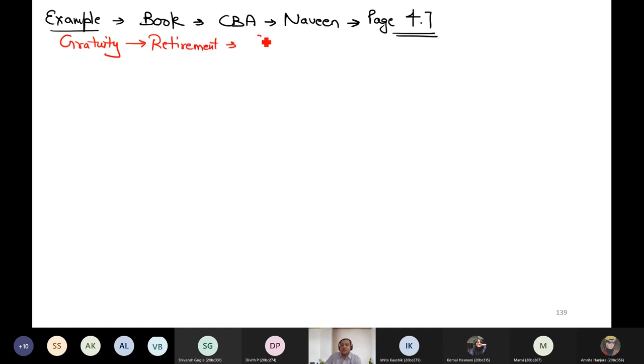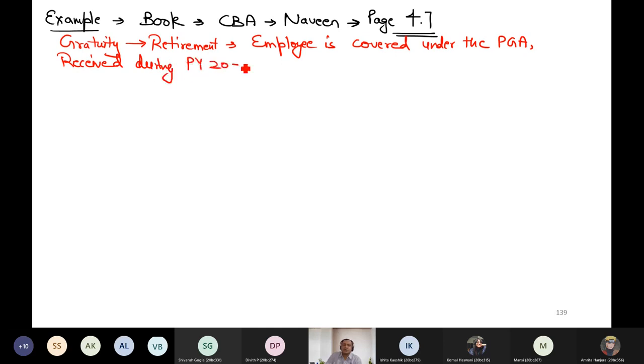Then I found that the employee is covered under the Payment of Gratuity Act. Then I also found that it is received in my previous year, or you can say during my previous year. So when I found all these things, then I proceeded further. It was necessary to know in which year it is received, because for your year you have assessment year 21-22, or you can say previous year 20-21.